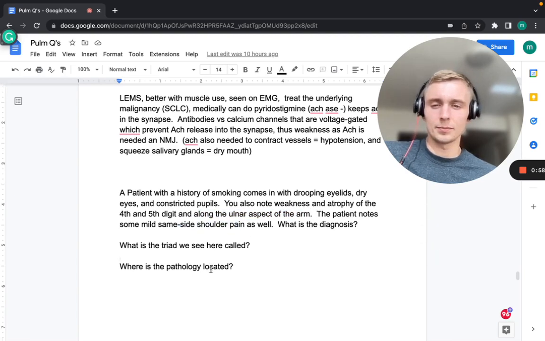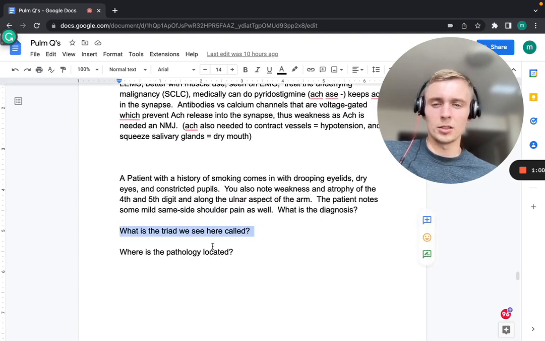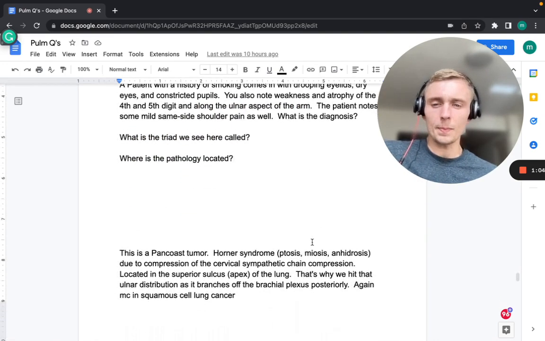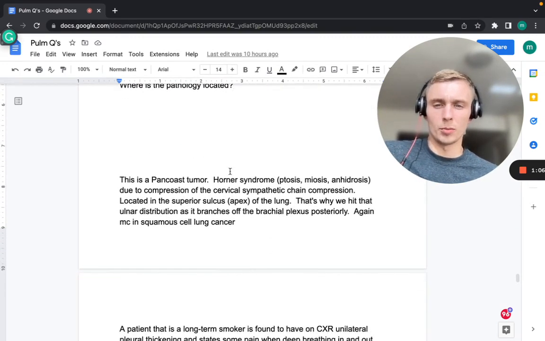What is the triad called? And where is this pathology located specifically? So this is going to be a Pancoast tumor. The three symptoms in the vignette were Horner's syndrome: ptosis, the eyelid drooping, miosis, the pupillary constriction, and anhidrosis, dry eyes. So that's Horner syndrome again: ptosis, miosis, and anhidrosis.